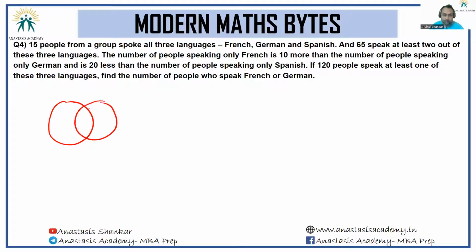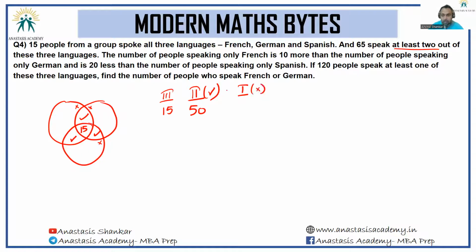Venn diagram wise representation. This is 15. People who speak all 3 languages is 15. 65 speak at least 2, so this would mean people who speak 2 languages and also 3 languages. So people speaking exactly 2 languages would be 50. These 3 regions add up to 50. Within the Venn diagram, it is represented by the tick sign. And now people speaking only one language would be given by these 3 regions.